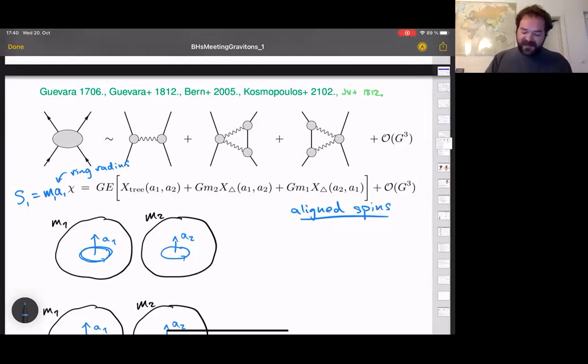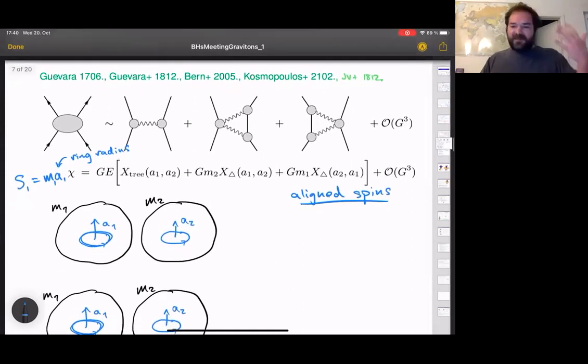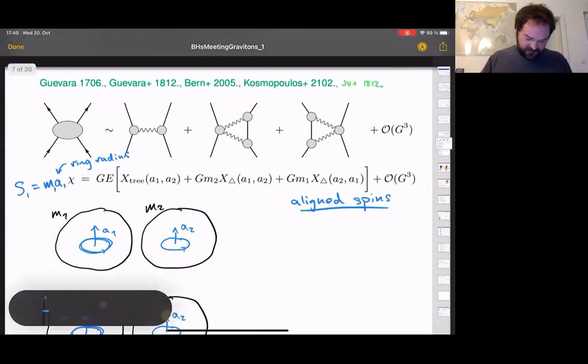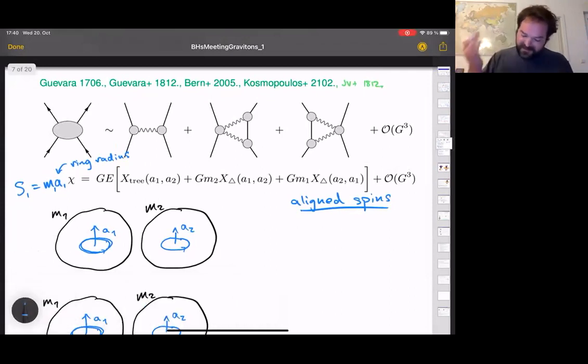But if the spins are aligned with the direction of the orbital angular momentum, then the motion stays in a plane and the spins always point in that same direction. That's a very simple case that is in many ways like the non-spinning case, but richer because the black holes are spinning. A lot of what I'm going to say extends beyond that case, but just for simplicity, we like to focus on that case.